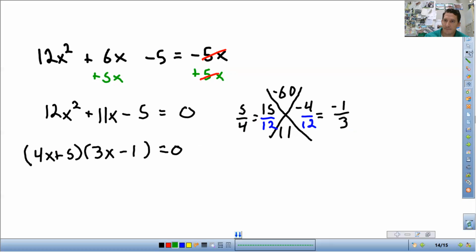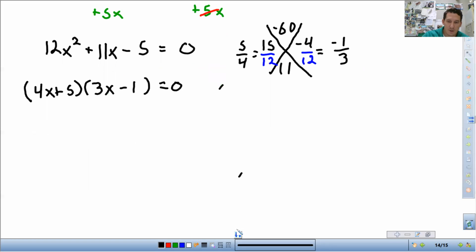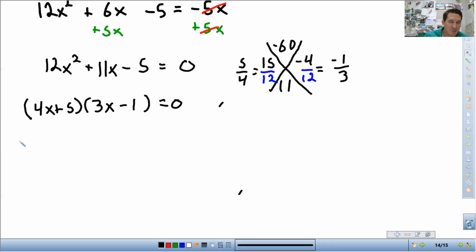Don't want that yet. Want a little bit more space. There we go. So separate these out. 4x plus 5 is equal to 0. And then 3x minus 1 is equal to 0.